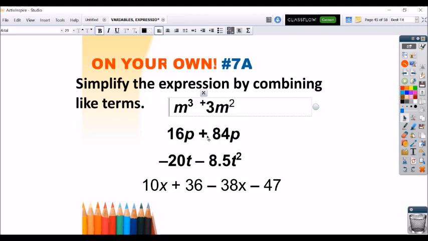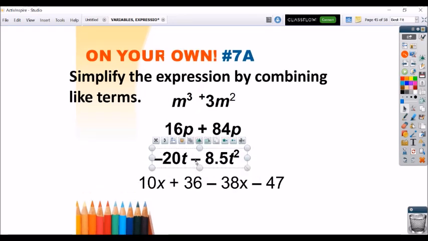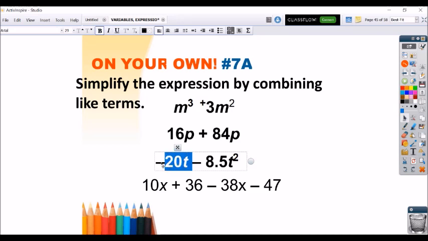Here we have 16p plus 84p. 84 plus 16 is what? 100p, correct? And again, in this one, it would be best if we move the 8 5/10 t squared to the front and brought this guy to the back. So when I do that, I do need to make sure again that I'm moving the subtraction symbols with it because minus 8 5/10 t squared is like leading with a negative 8 5/10 t squared.